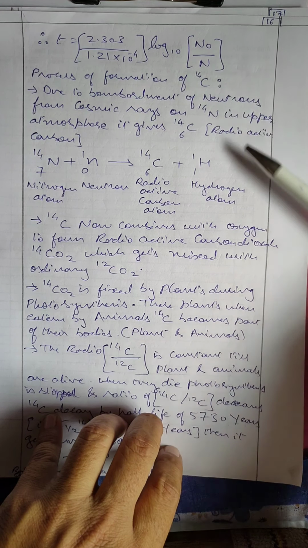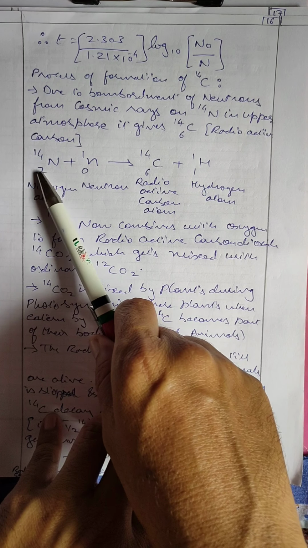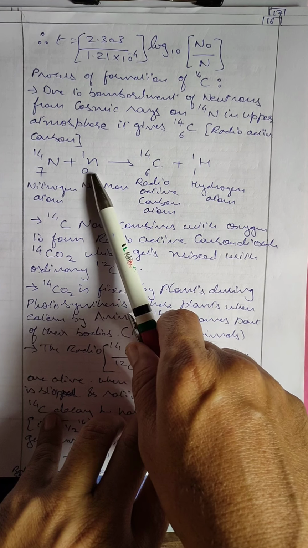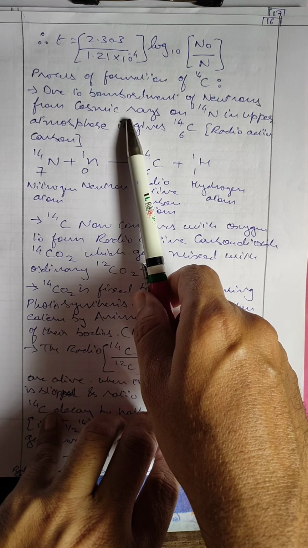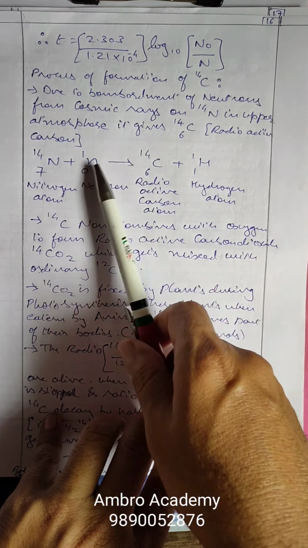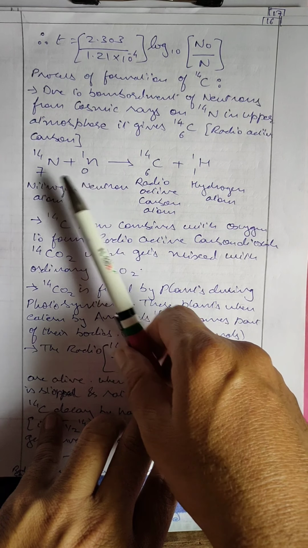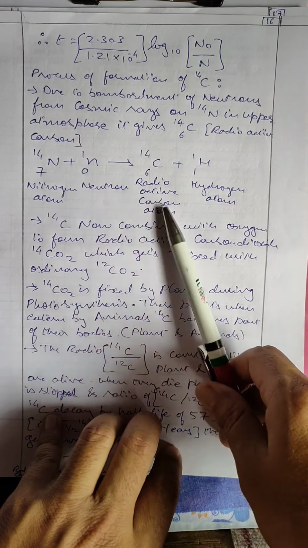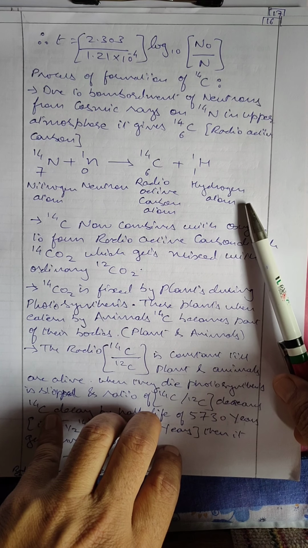What happens in the upper layer of the atmosphere is that nitrogen 7N14 is bombarded with neutrons. This bombardment is taking place by means of cosmic rays. Cosmic rays are those rays which are being generated by the sun. The sun generates cosmic rays, tremendous heat and pressure. Under that condition, nitrogen is bombarded with neutron and we get radioactive carbon 6C14 and one hydrogen atom.